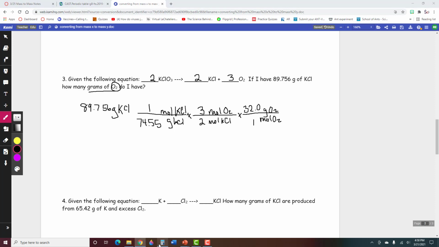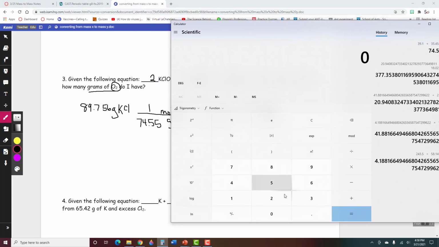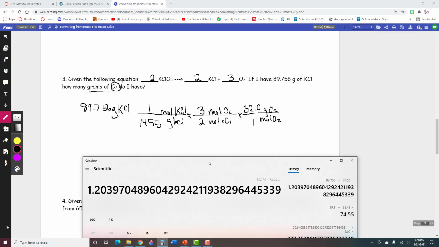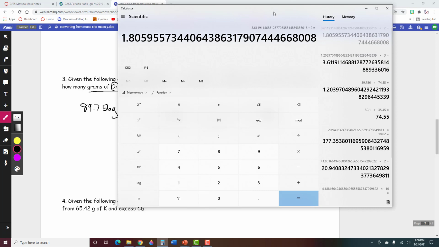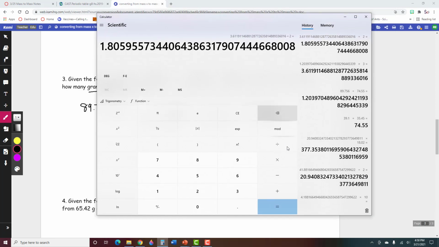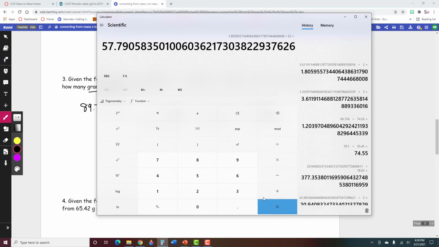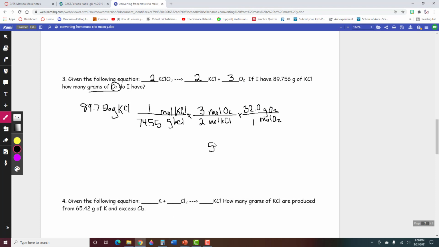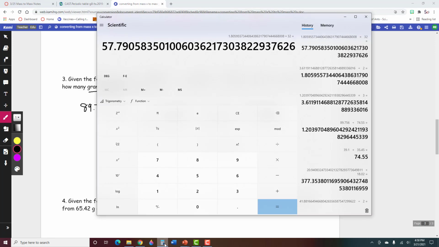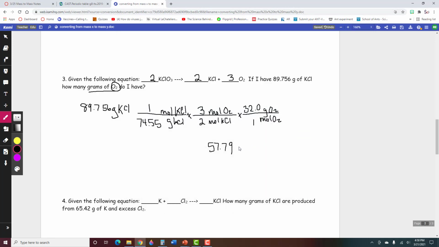Now you solve, so put in your starting number, 89.756, divided by 74.55, and then the middle one was 3 over 2, so times 3, divide by 2, and then the last one was 32 over 1. So I'm going to multiply by 32 and then divide by 1. 57.79, so this will be 57.79, right? It was 57.79, yep. And then grams of O2.